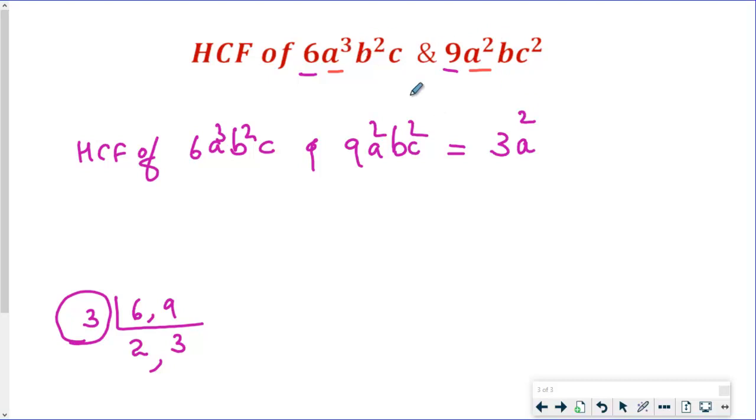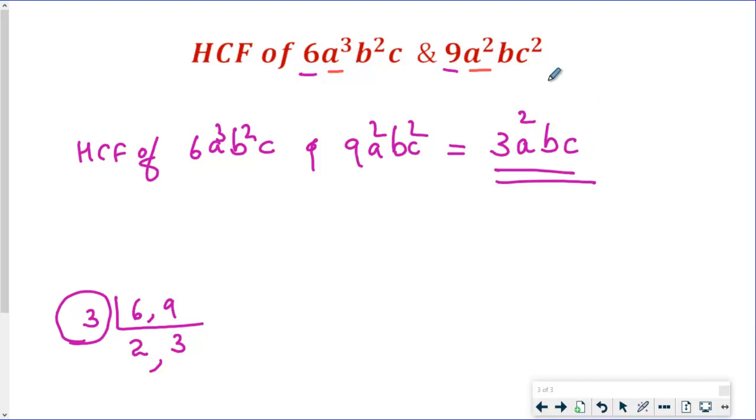Now the next variable is b square, here b. So b power 1, b power 2. We have to take only b power 1, so we can write b. Now here c square, c power 1. The lower is c power 1. So we can say that the HCF of these two monomials is 3a square b c.